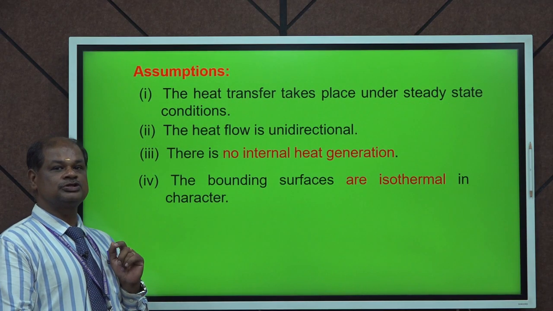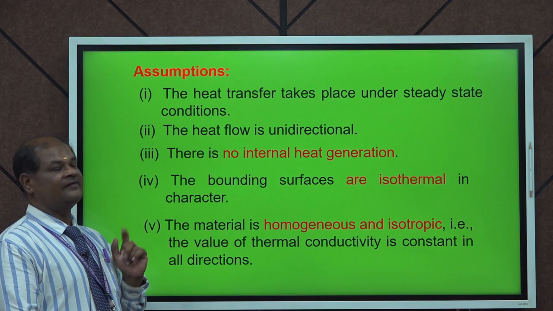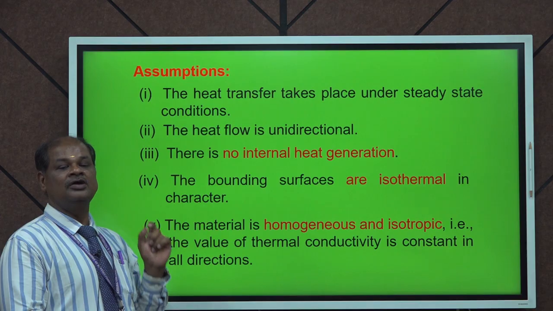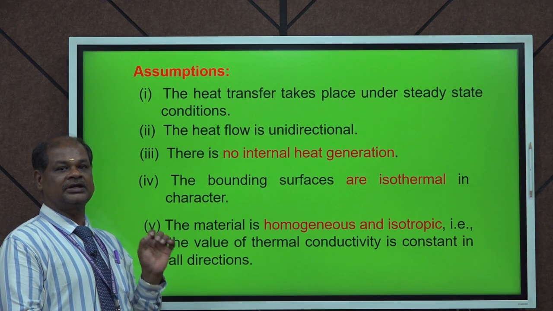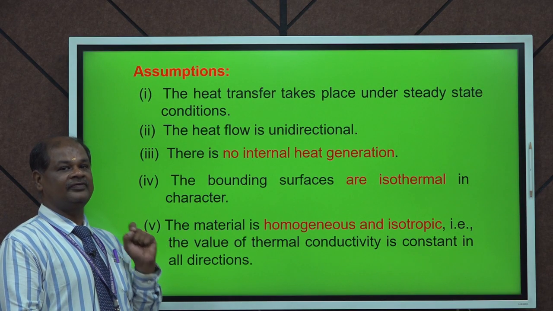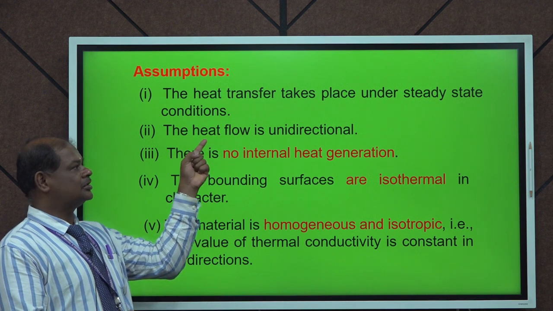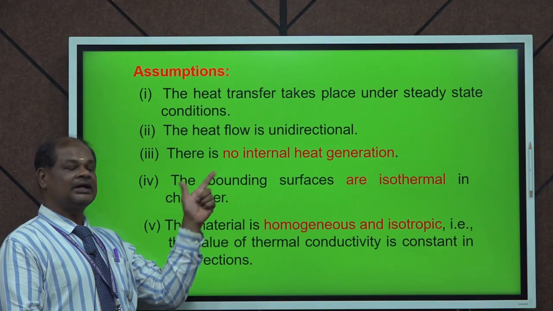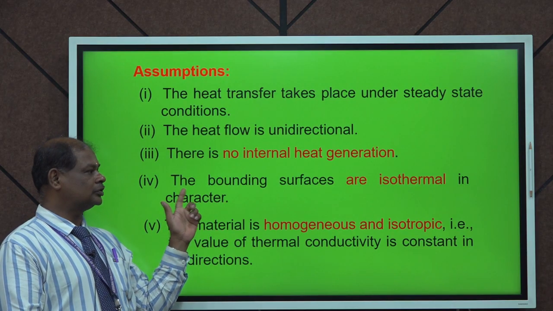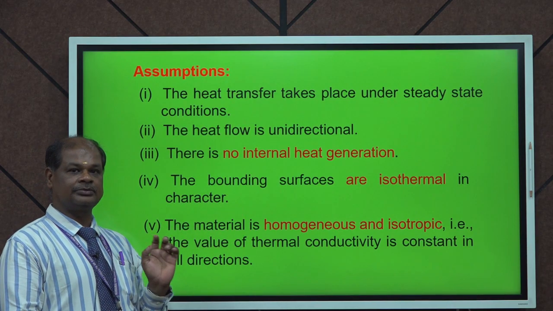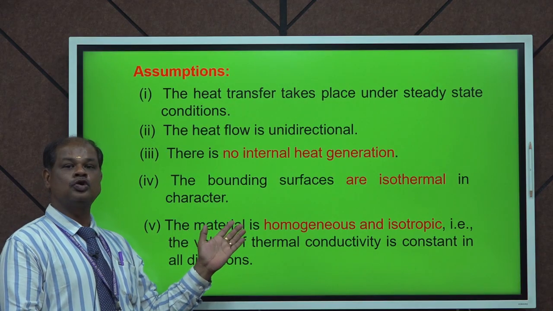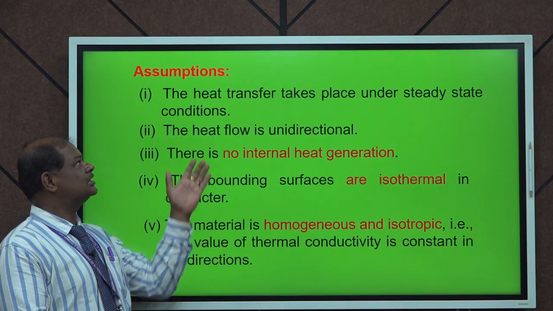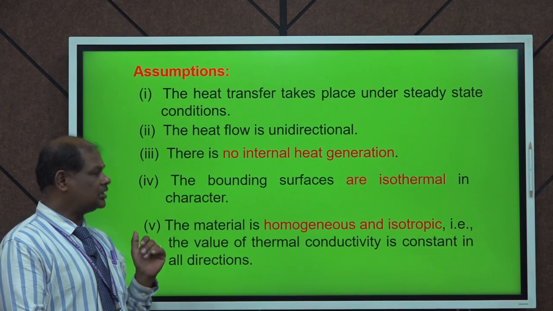Next are the assumptions. What assumptions have to be made for the governing laws? First, the heat transfer takes place under steady state condition. What is steady state condition? The temperature at a particular point does not vary with respect to time. Second, the heat flow is unidirectional. Third, there is no internal heat generation. Fourth, the bounding surfaces are isothermal. Last, the medium is homogeneous and isotropic, that is, the thermal conductivity is the same. These are the assumptions made for the governing laws.